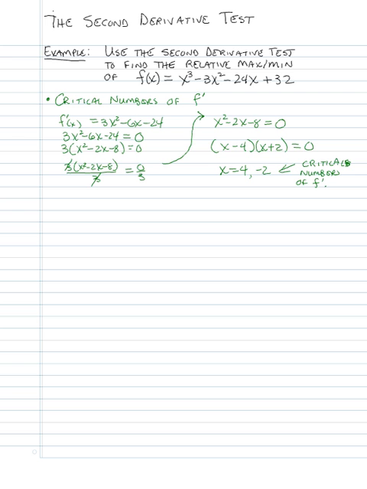Now, the next thing we do is test these critical numbers in the second derivative. To do that, we need to know the second derivative, so we calculate it. Looking above at the first derivative, we see that we get 6x minus 6. So now the second derivative test says we take those critical numbers of the first derivative. That's what we're dealing with now.